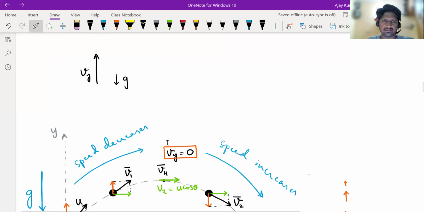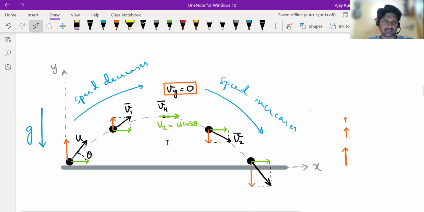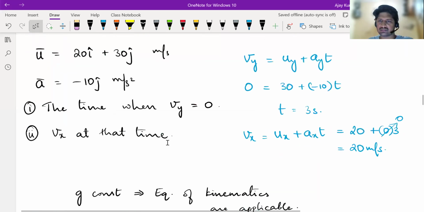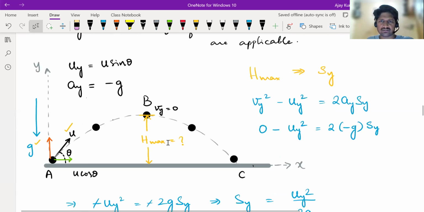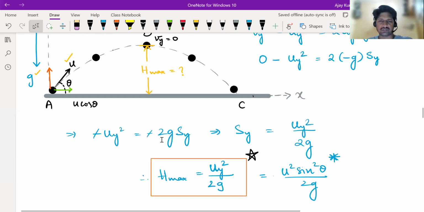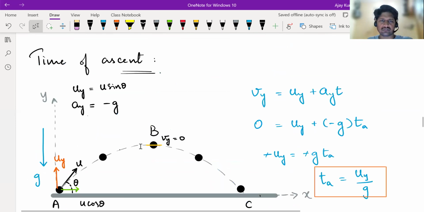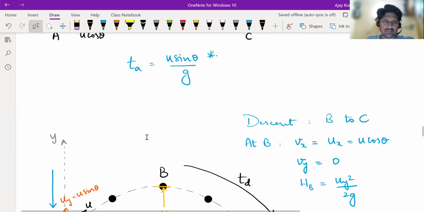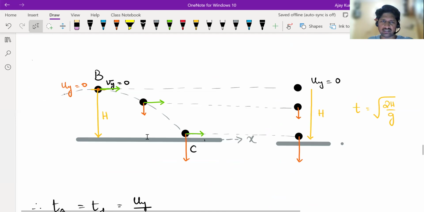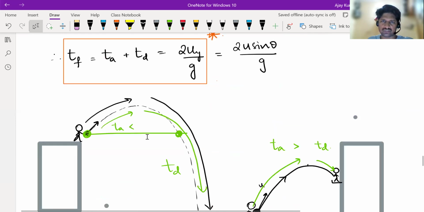That's what we did. So once we have the initial velocity and acceleration vectors, and we know acceleration is constant, we applied equations of kinematics. And using equations of kinematics, we derived an expression for h max. H max is uy square divided by 2g. And then we found time of ascent, uy divided by g, where uy is the y component of velocity, because that component is what makes it rise up, perpendicular to the ground. Then we saw that time of ascent will be equal to time of descent. Add both, you'll get the time of flight, 2uy by g or 2u sin theta by g.